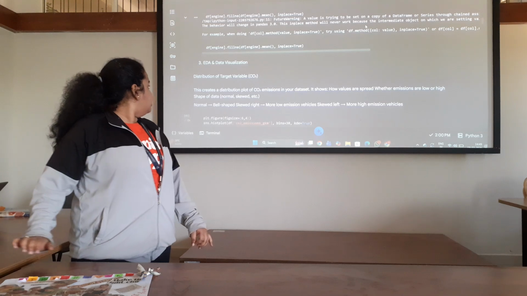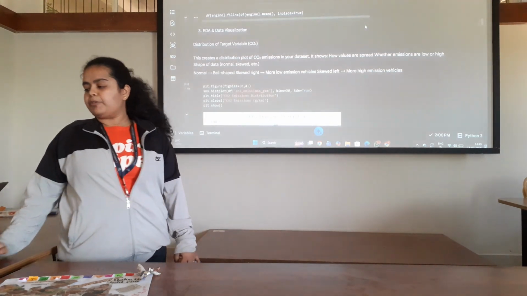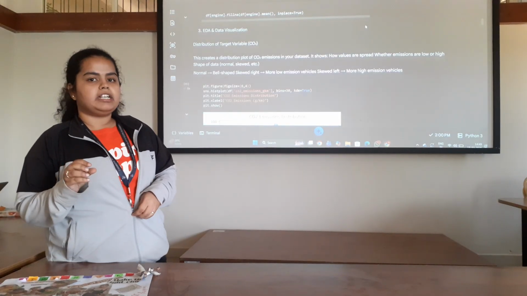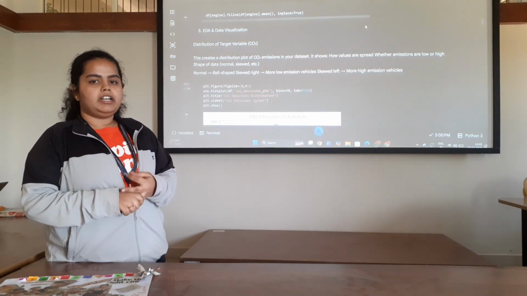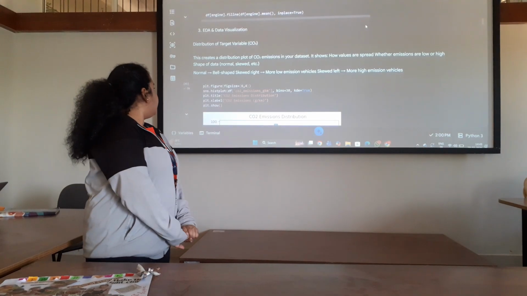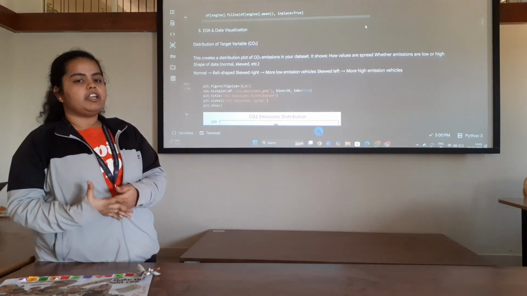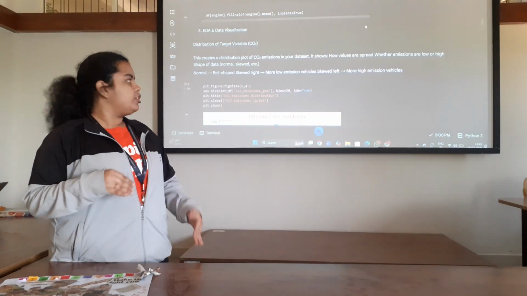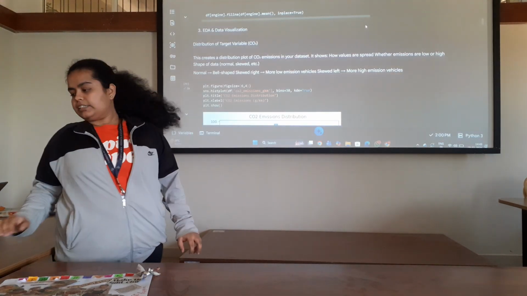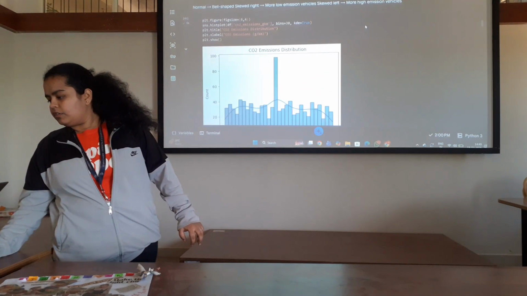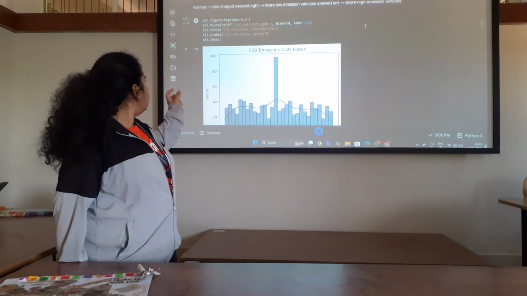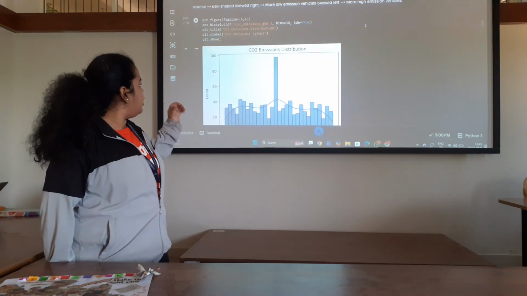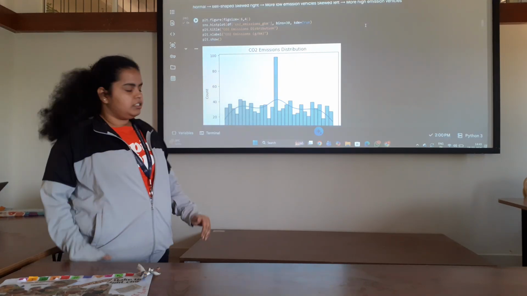EDA and data visualization. EDA is exploratory data analysis, where we can see the distribution of the target variable, carbon dioxide, by univariate and bivariate distribution. This univariate plot shows the distribution of CO2 emissions. It shows how the values spread, low or high, for the vehicles. In this graph we can see it is normal, bell-shaped; skewed right means more low-emission vehicles, and skewed left means more high-emission vehicles.